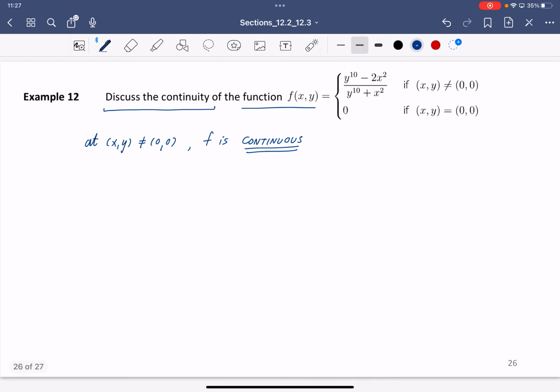So the only point that we need to check is the point 0, 0. We need to check the continuity by using the checklist.